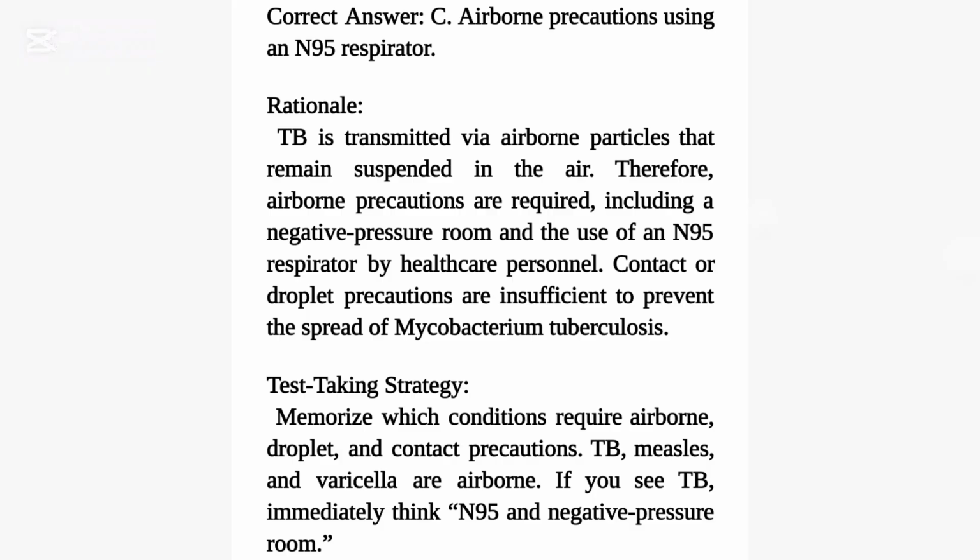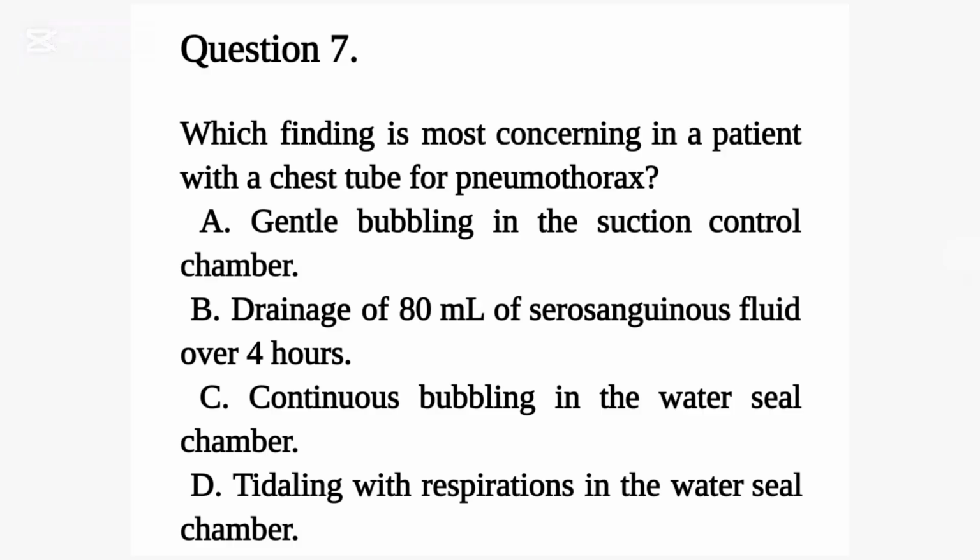Test-taking strategy: memorize which conditions require airborne, droplet, and contact precautions. TB, measles, and varicella are airborne. If you see TB, immediately think N95 and negative pressure room. Question 7. Which finding is most concerning in a patient with a chest tube for pneumothorax?